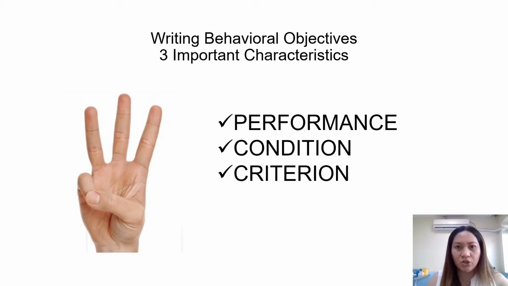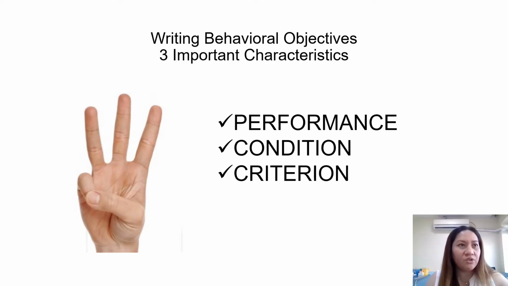This has been mentioned already, I think in Ma'am Shai's presentation in the midterm weeks before. So performance, condition, and criterion. Performance describes what we expect the learner to perform. So if you say I expect my learner to perform CPR, cardiopulmonary resuscitation, properly, then you will assess if they are able to do it correctly.